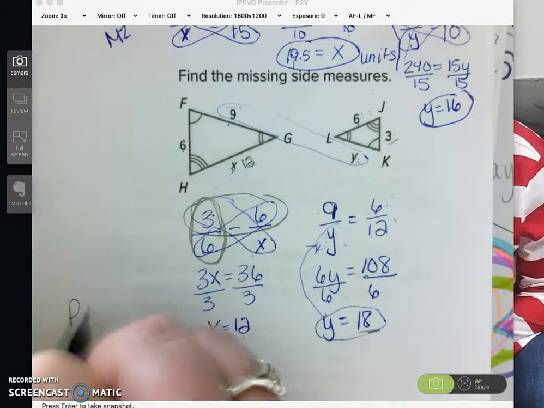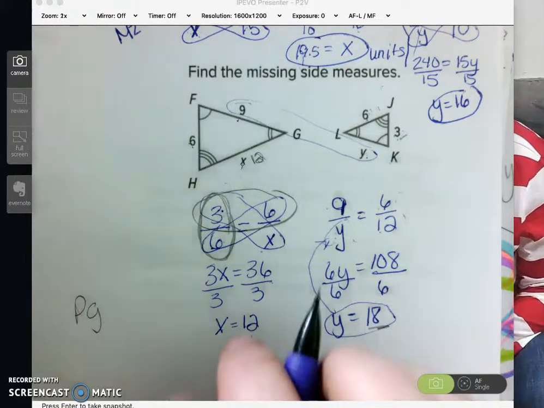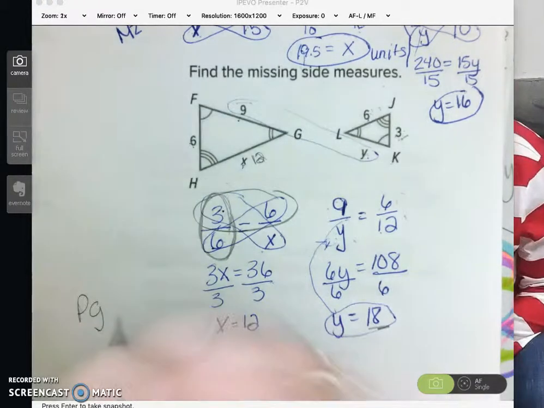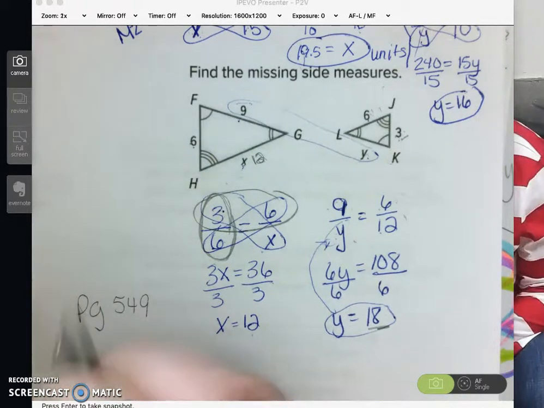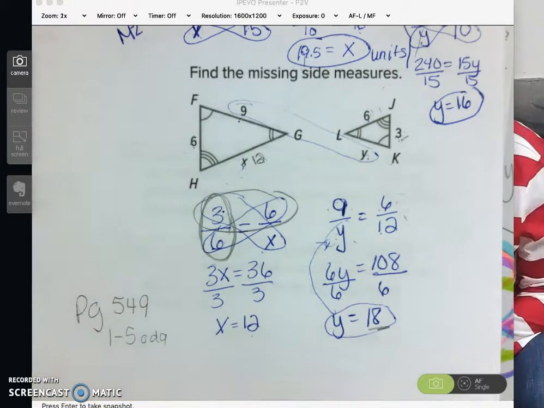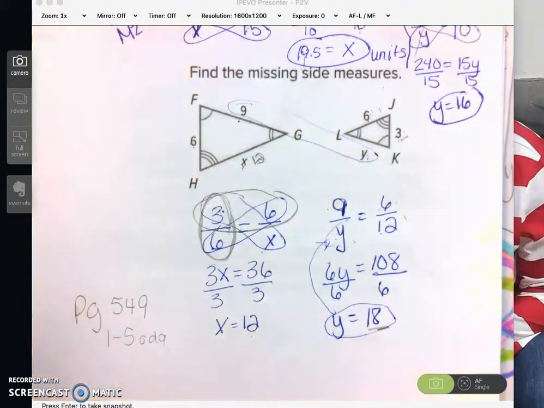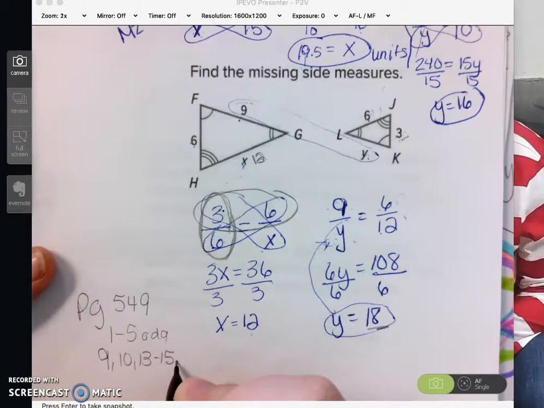Your assignment is page 549, 1 through 5 odd, 9, 10, 13, 17.